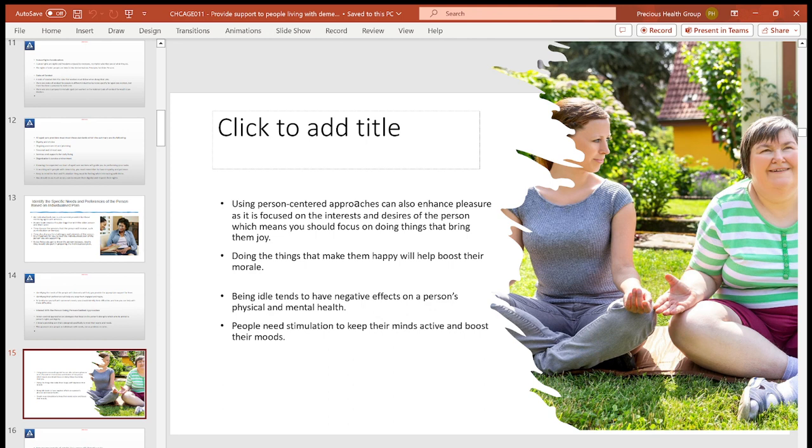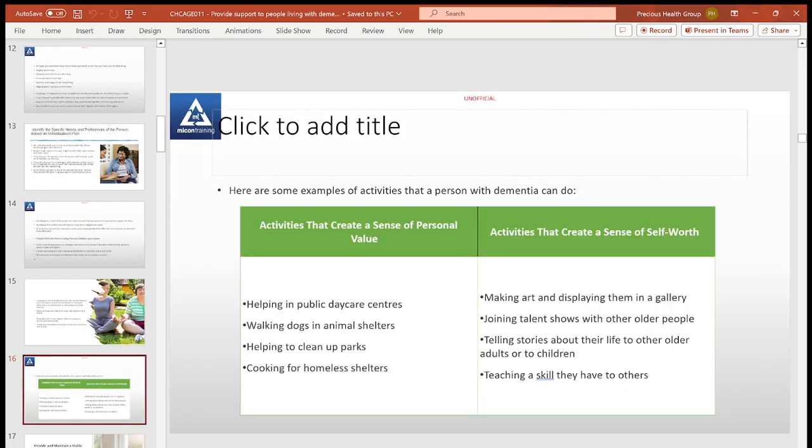So people need stimulation to keep their mind active and boost their mood. Just like you and I, we need to have something like this. Try to help them as well to achieve this goal on a daily basis.